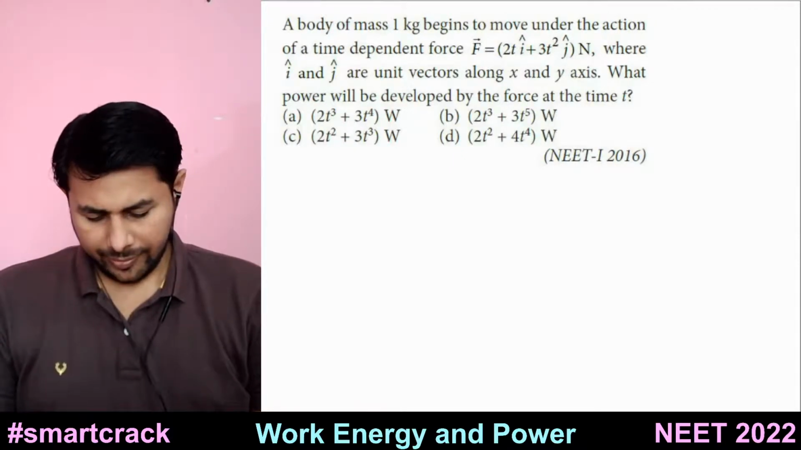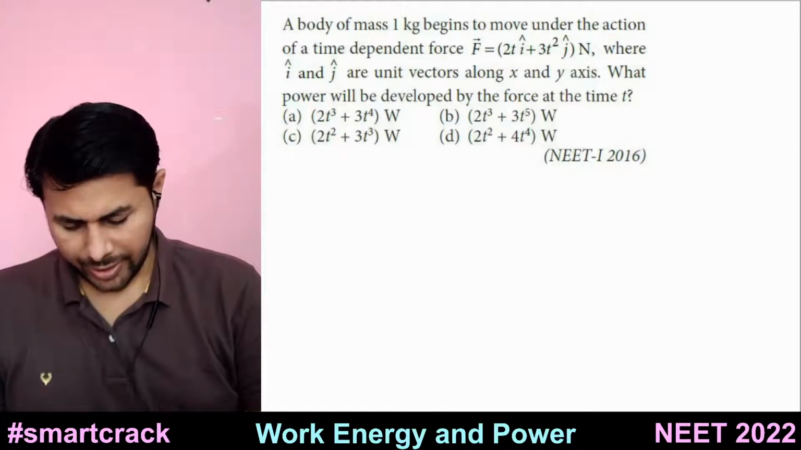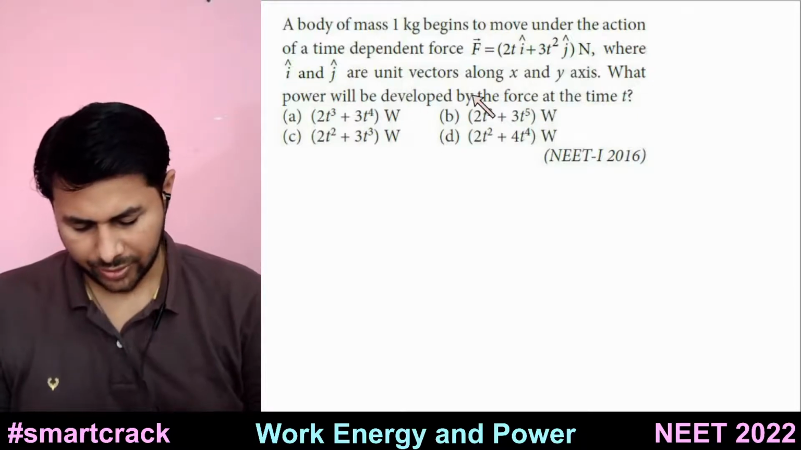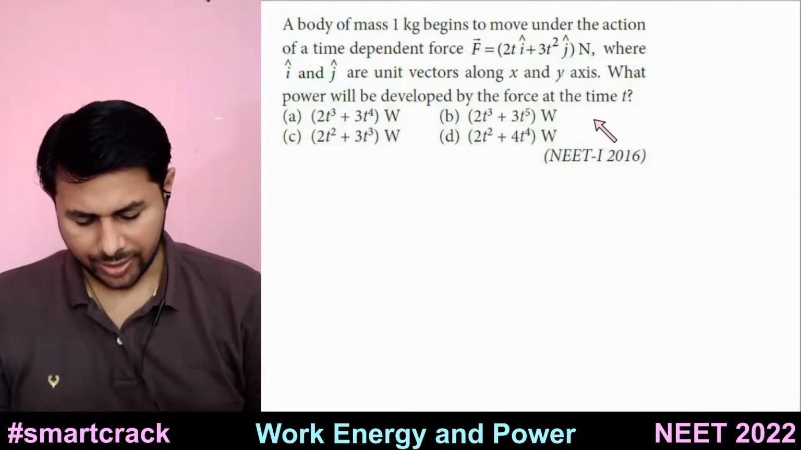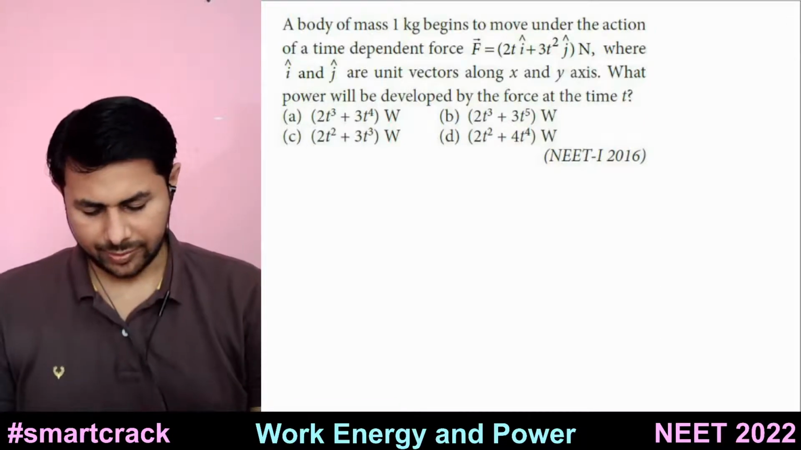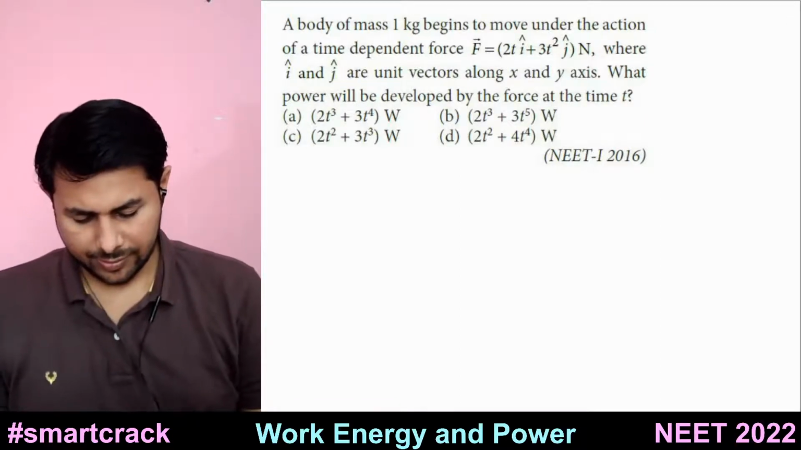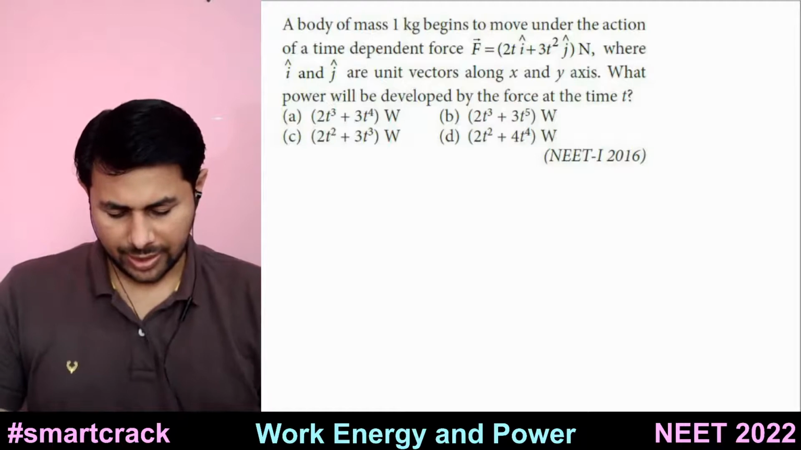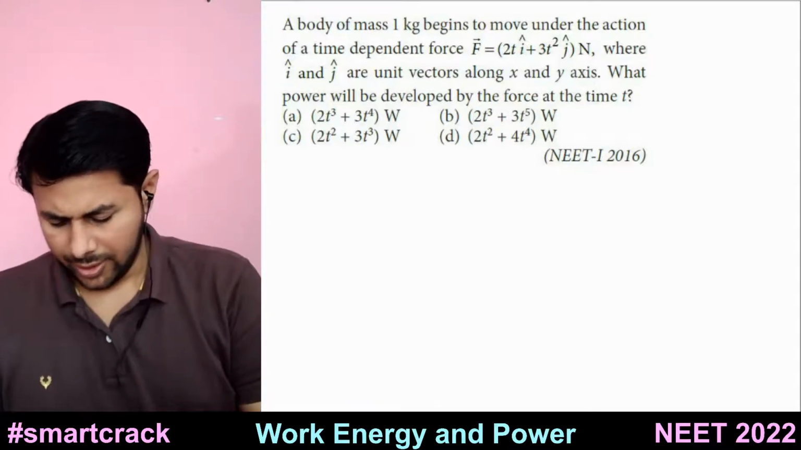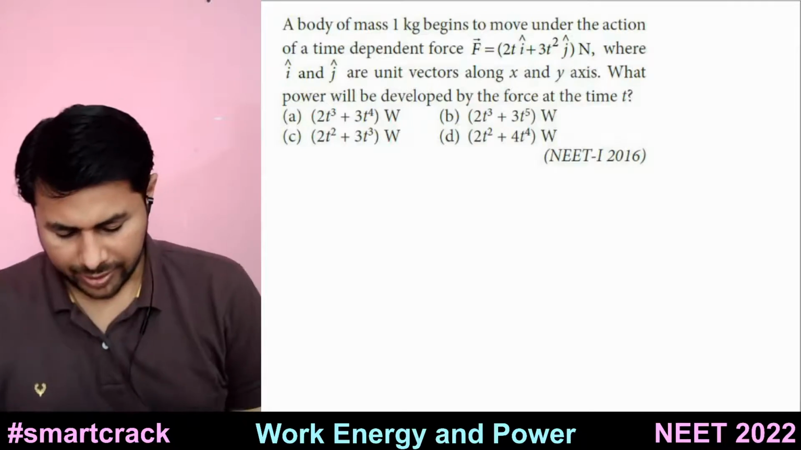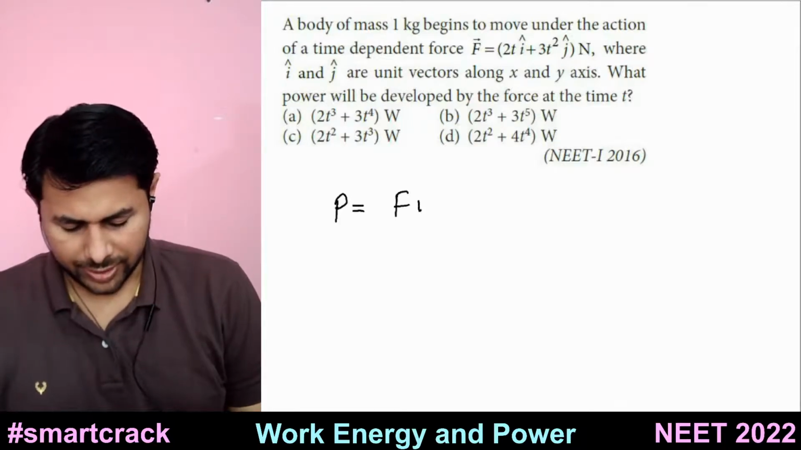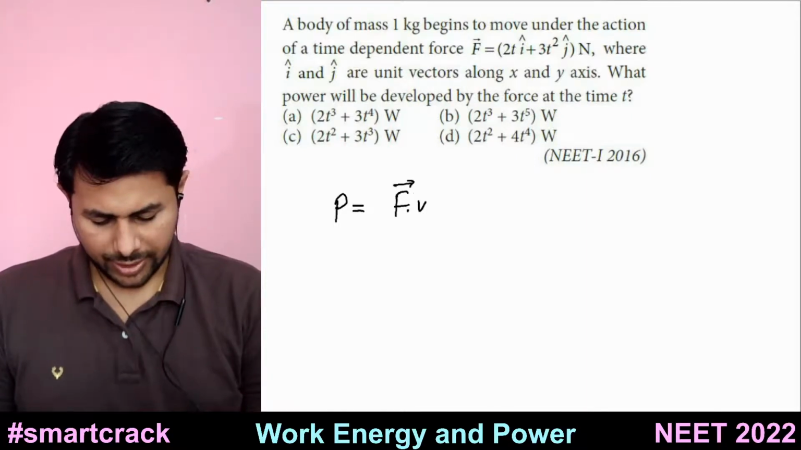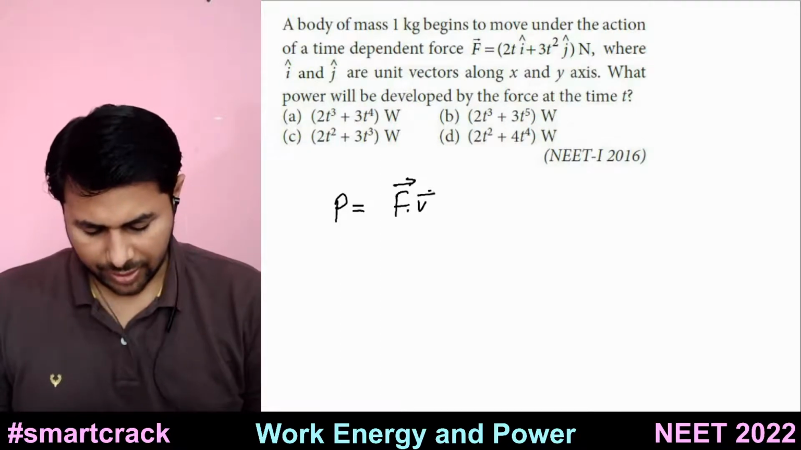Alright, let's see this problem. A body of mass 1 kg begins to move under the action of a time-dependent force where i and j are unit vectors. What power will be developed by the force at time t? This is the question. So there is this time-dependent force, and we have to find out what power will be developed at time t. We know that power is equal to force times velocity, F bar dot v bar.